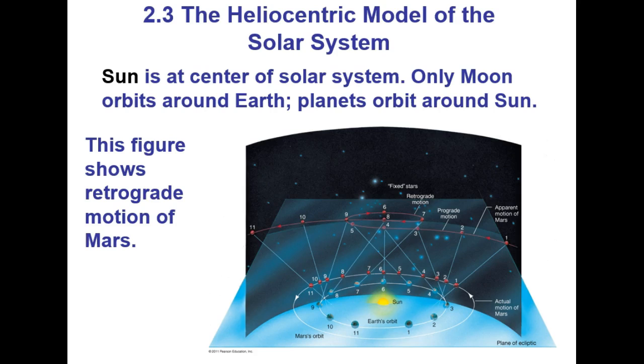The heliocentric model of the solar system is where the Sun is at the center of the solar system. Only the Moon orbits around Earth. Planets orbit around the Sun. This figure shows retrograde motion of Mars.